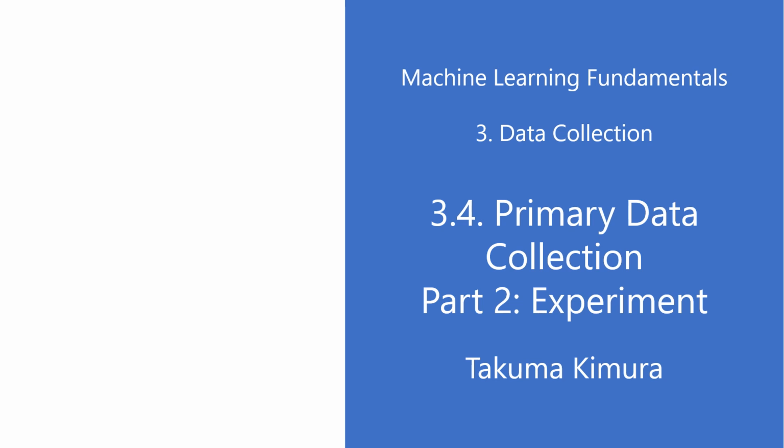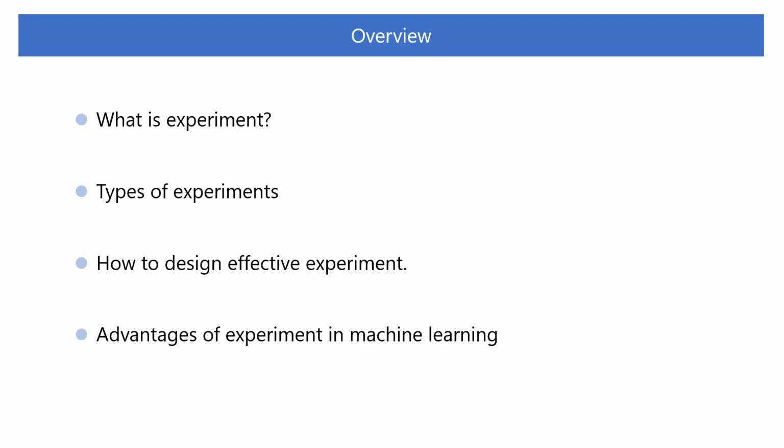Chapter 3, Section 4, Primary Data Collection, Part 2, Experiment. In this section, you will learn experiment as a method to collect primary data, and what types of experiments there are, how to design effective experiment, and advantages of experiment in machine learning.